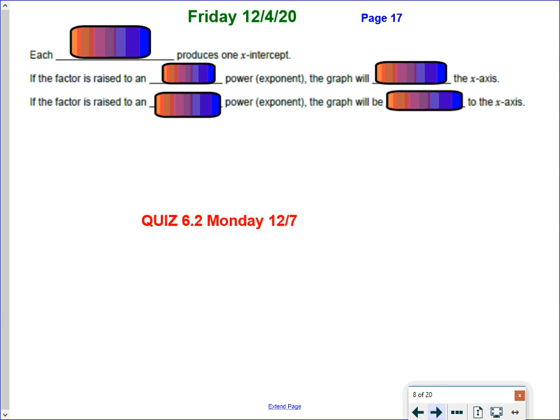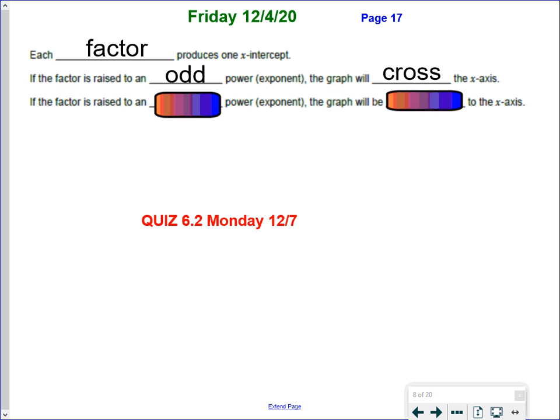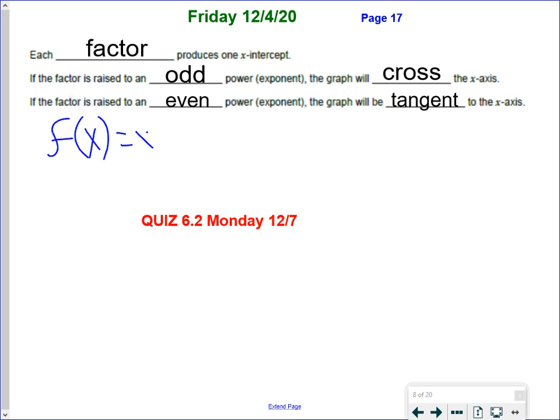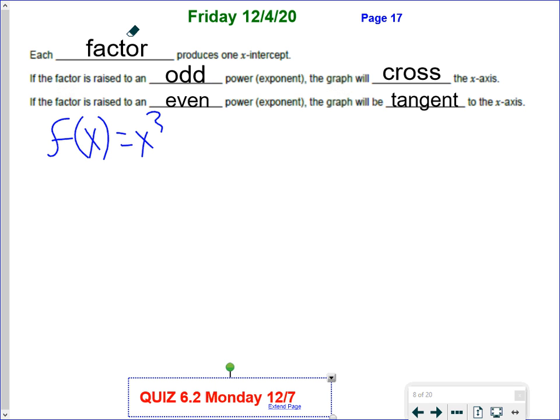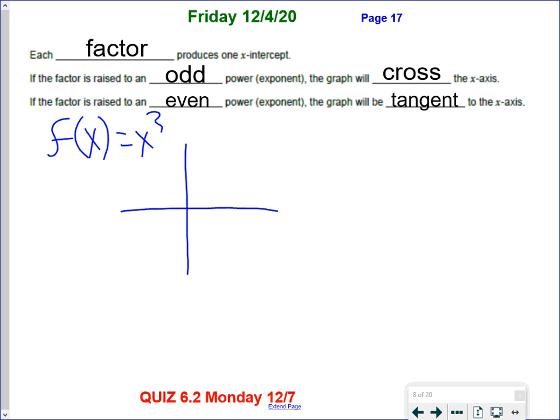And the last thing I want to touch on is what we talked about earlier, that each factor is going to produce 1 x-intercept. If the factor is raised to an odd power or exponent, then the graph will cross the x-axis. If the factor is raised to an even power, the graph will be tangent to the x-axis. For instance, let's think about f of x equals x cubed. Let's actually move this quiz warning down here. So f of x equals x cubed. That's an odd exponent, and that's why when it crosses the x-axis at x equals 0, it just crosses it normally. It doesn't bounce, it's not tangent to it, it just crosses.